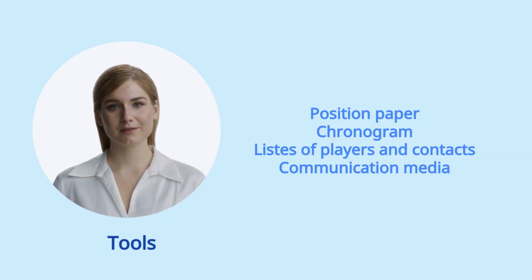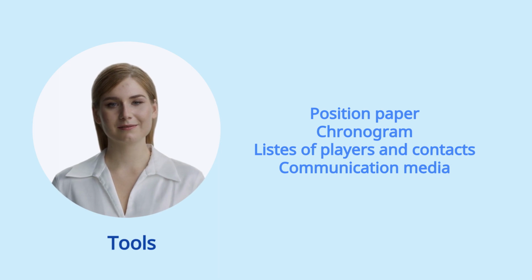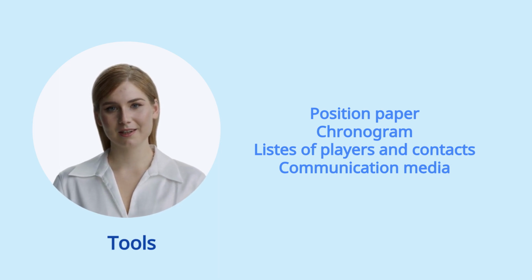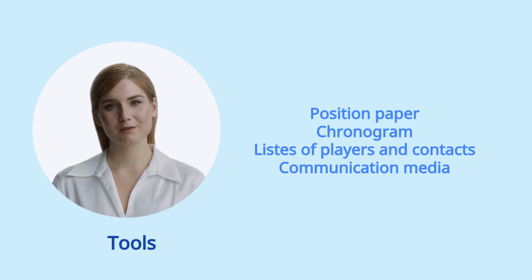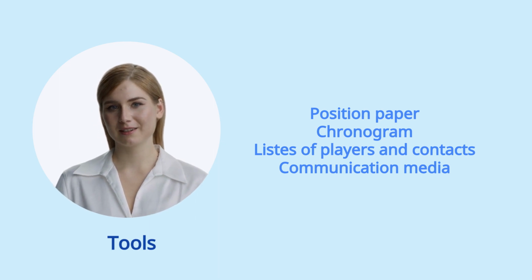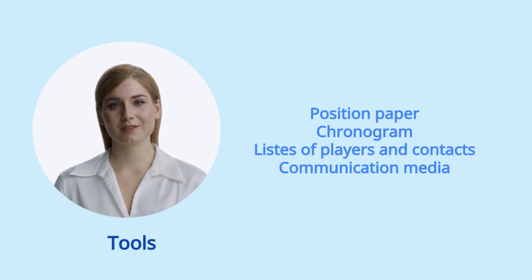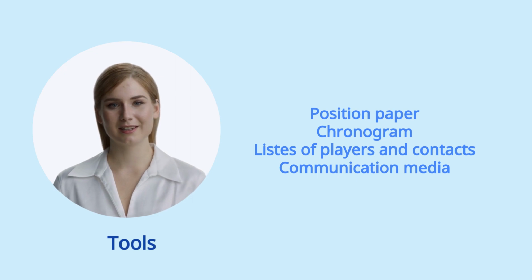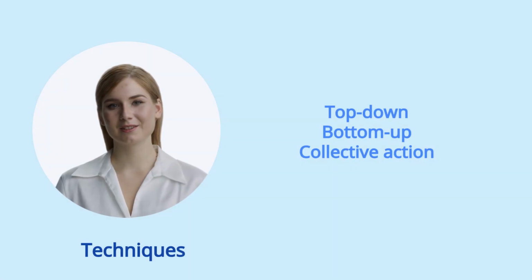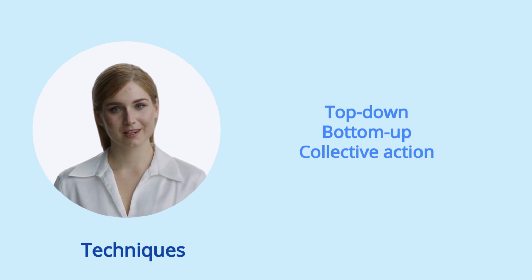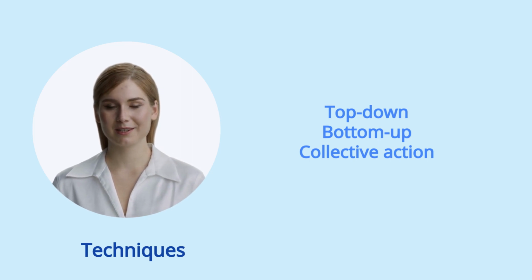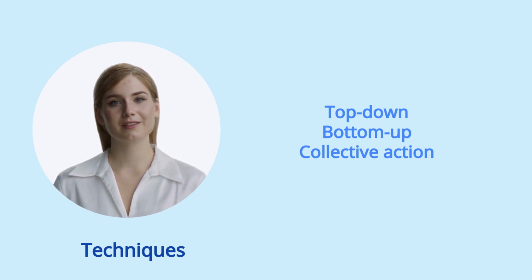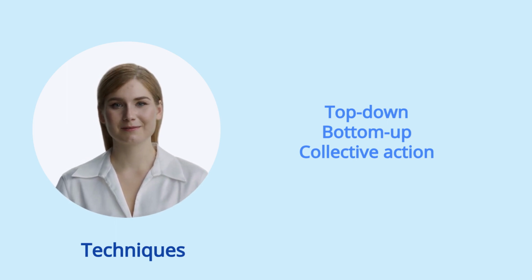When talking about tools, these may include position paper. A position paper is a framework document outlining the problem. Chronogram for planning and acting in time and space. And list of players and their contacts, and communication media. Techniques such as top-down advocacy begins with the highest authorities, bottom-up, which means starting with employees and working up to decision-makers, and collective action to unite energies for greater strength.